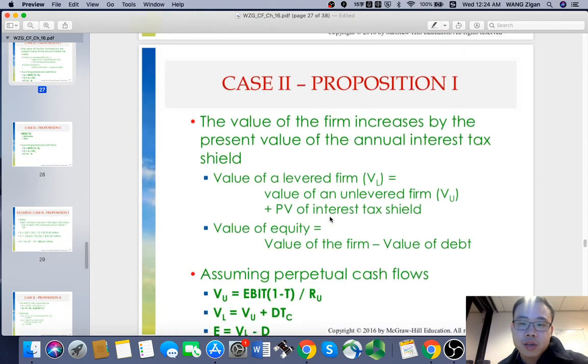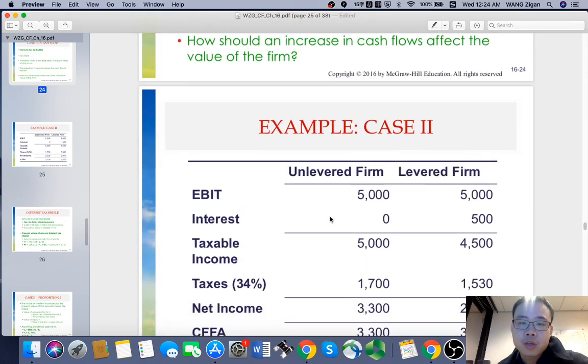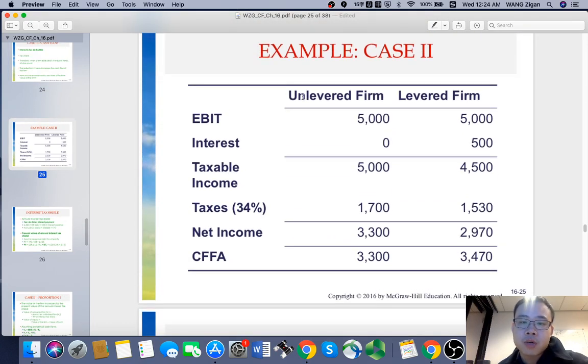And for the second one, this is about case 2. So we have the unlevered firm and the levered firm. Comparing the unlevered firm and the levered firm, which firm's value will be higher? The right answer is the levered firm. You borrow money. Well, when you borrow money, you actually utilize the tax shield. We talked about this several times.